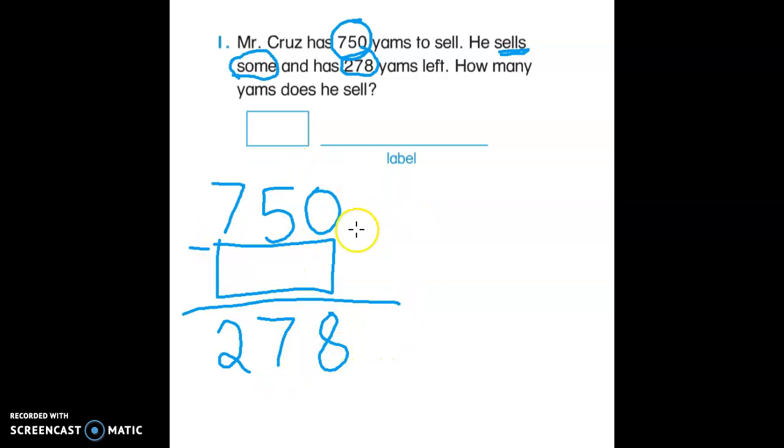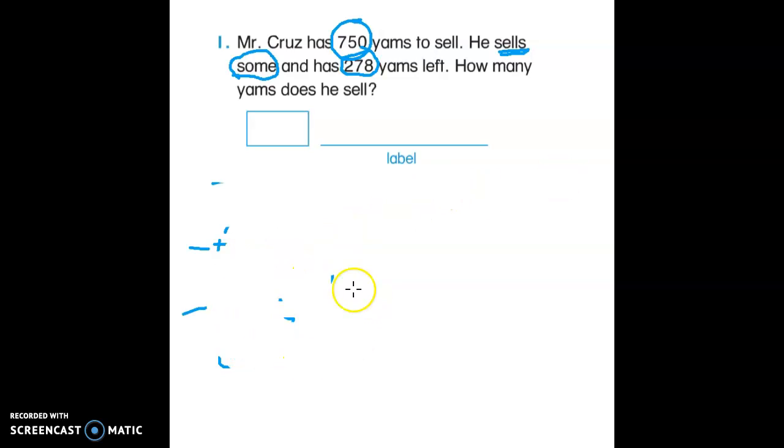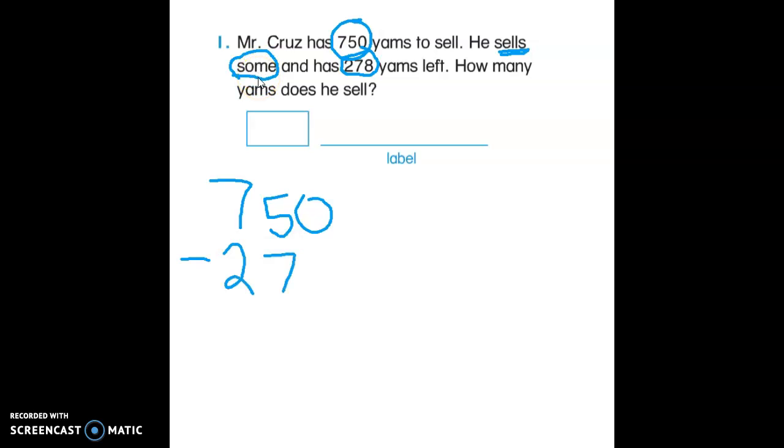If this works for you and you know you can do it this way, go for it. However, for me, my brain doesn't see it that way very easily. So I'm actually going to write it in a different way. I'm going to do 750. If I take away the yams that are left, I'll get the yams that he sold, minus 278, and that will equal my leftover number.